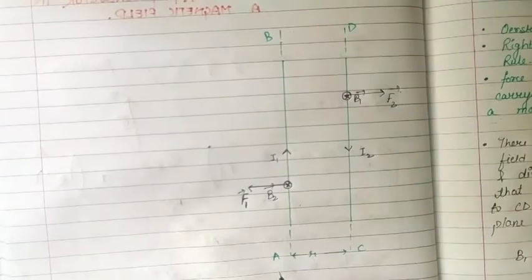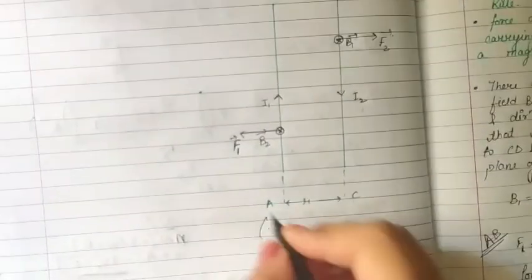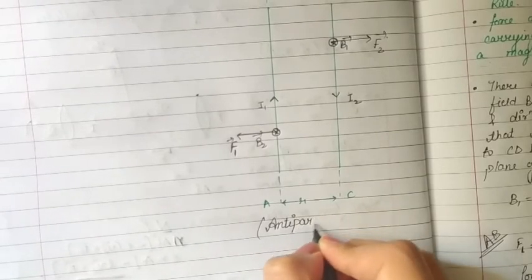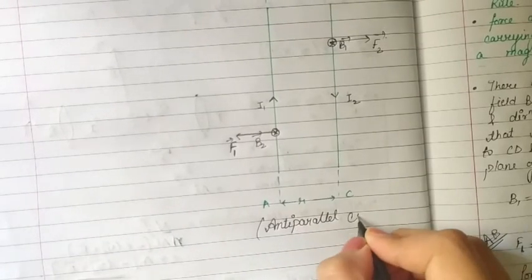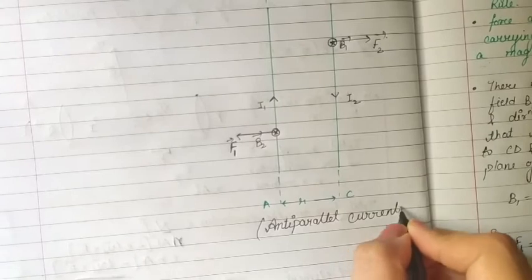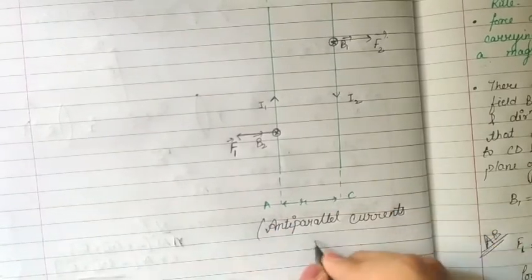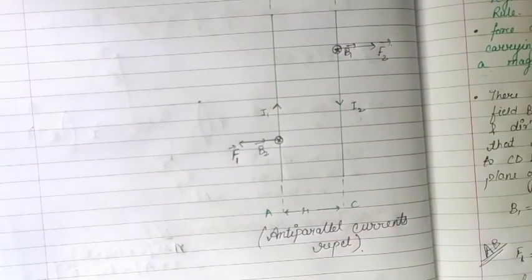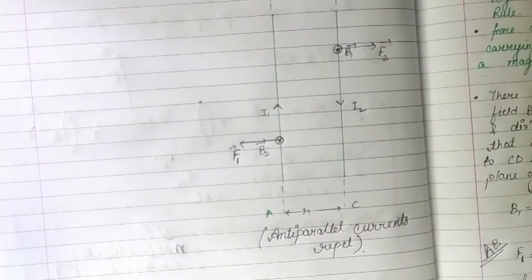That means if we have anti-parallel currents, then the wires will repel. Anti-parallel currents make the wires repel, and if the currents are parallel then the wires attract.